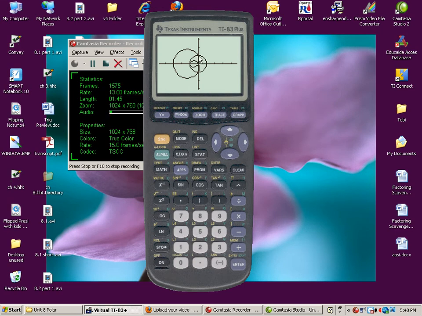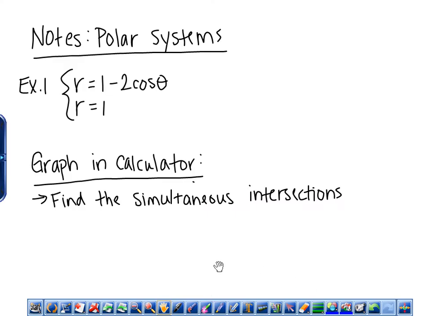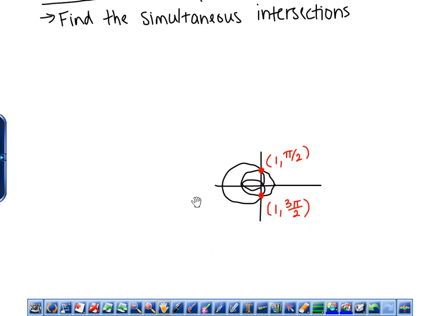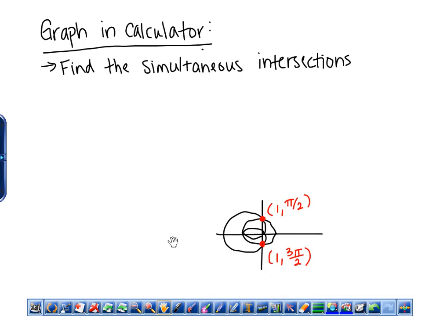These two are fairly easy to pick out because they're on what looks like the y-axis, but this is really pi over 2 and 3 pi over 2 with a radius of 1. On some problems you can find them this way, but on others it's a little bit harder. So we're going to have another way to find them that works for everything. I want you to draw this picture in. It kind of looks weird, like a spider, but here were our two simultaneous intersections. Note that I did not put the pole and this other point out here because they weren't simultaneous.